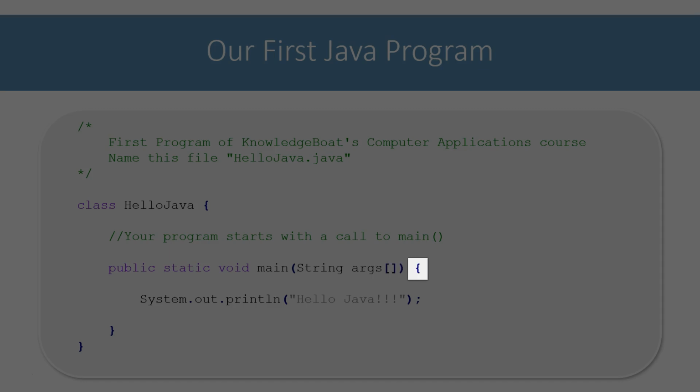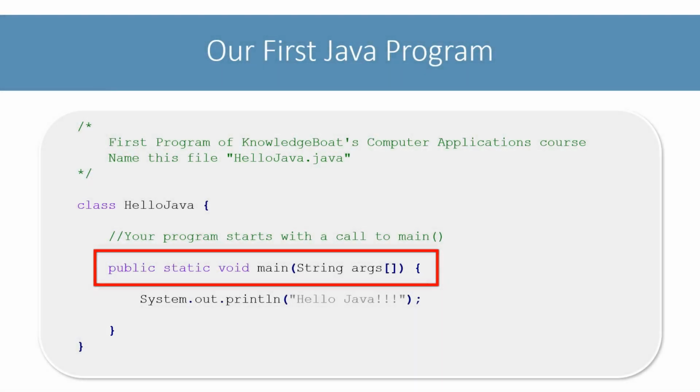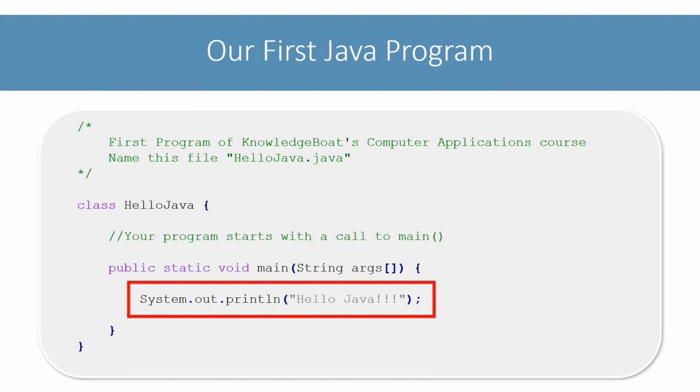Next is the opening curly brace, which starts the body of main method. All code of the method is enclosed within its opening and closing curly braces. Moving on to the next line, it prints Hello Java with 3 exclamation marks on the screen by using the built-in method println. The println method prints the string passed to it on the screen followed by a new line, so that the next output on the screen is printed on the next line.